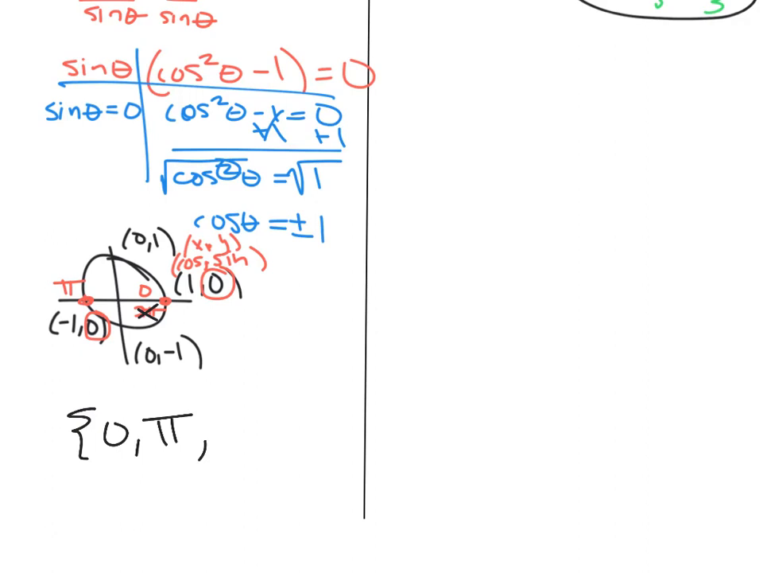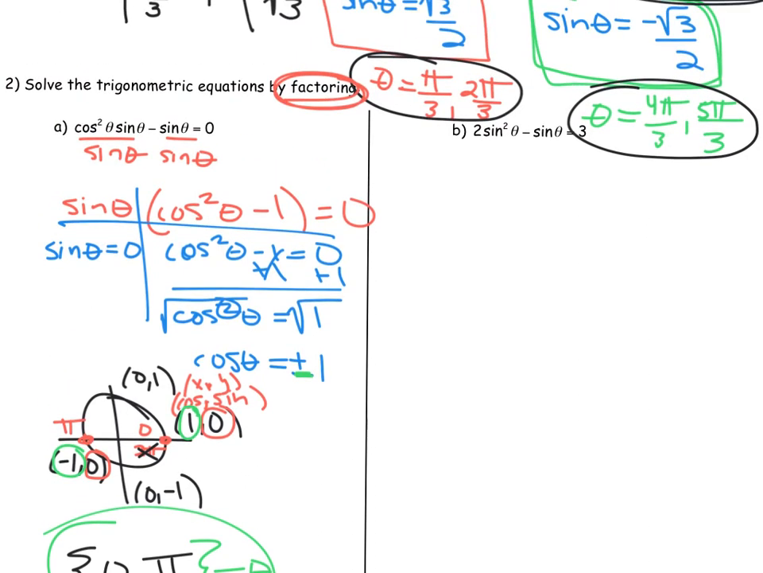And let's see, where does cosine equal 1? Well, cosine is equal to 1 here. And where does cosine equal negative 1? That's here. So it's actually still the same values. You're still looking at 0 and pi. Okay? So those are my solutions. Those are my values for theta. We solved the quadratic of a trigonometric equation. Okay? All right, now let's take a look at example letter B.